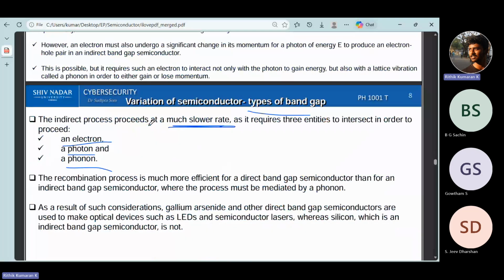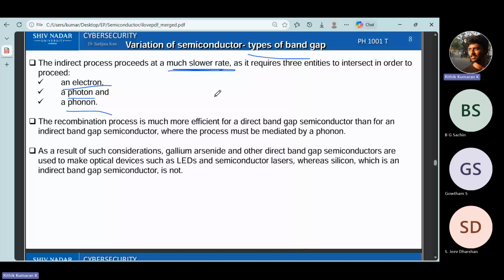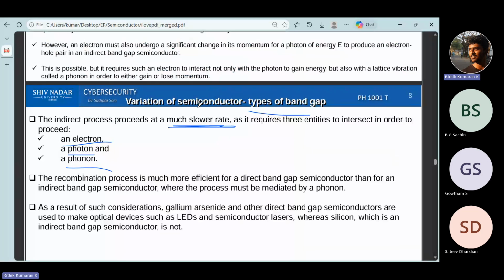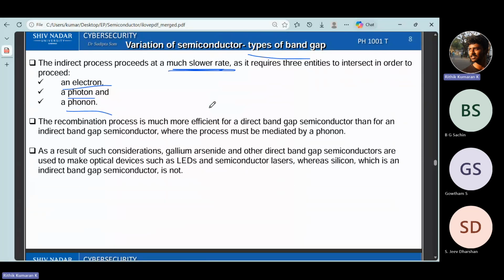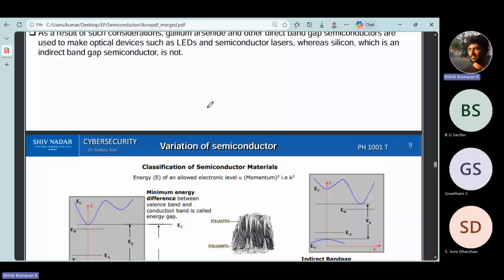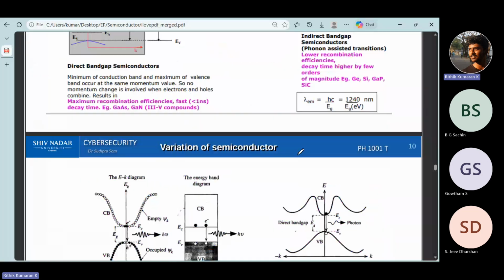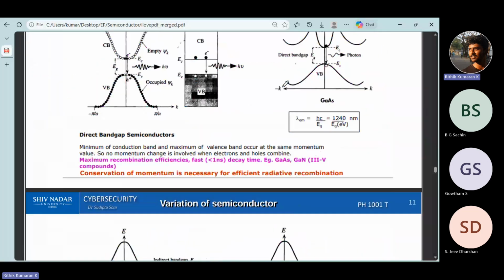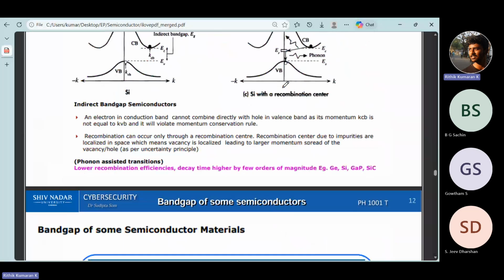To say it approximately, if there is a 100% chance and the direct band gap does this job fast, then 99.9% of the time the indirect band gap would be wasting the energy as vibrational energy or heat energy. This is the whole explanation. I've covered everything in this.